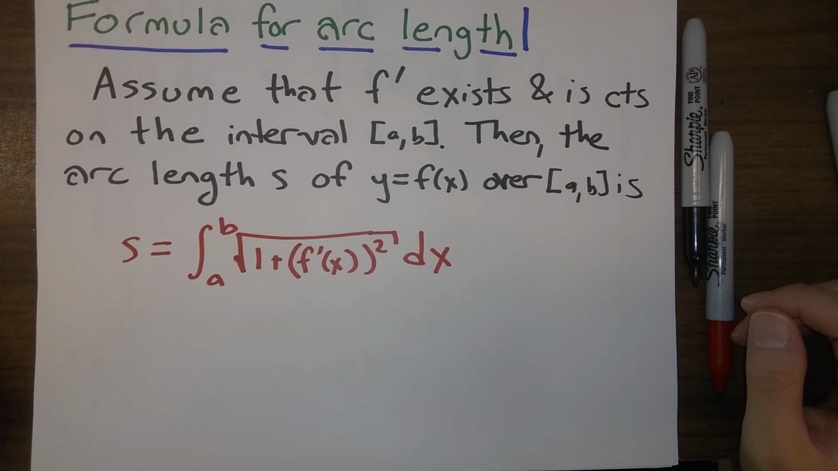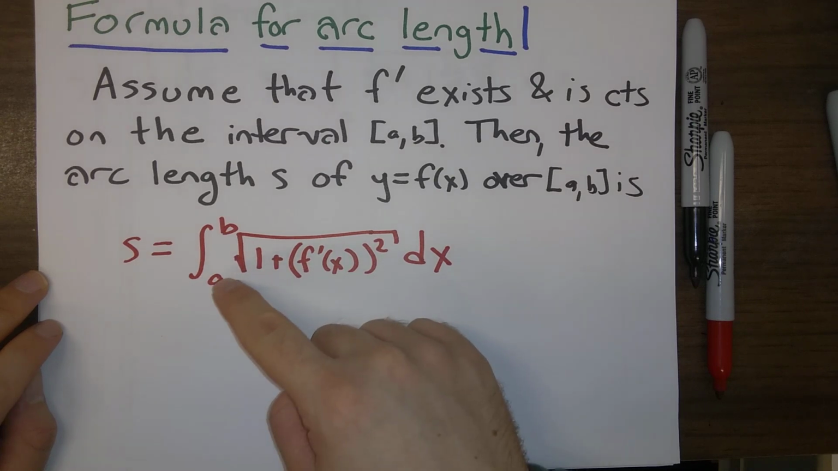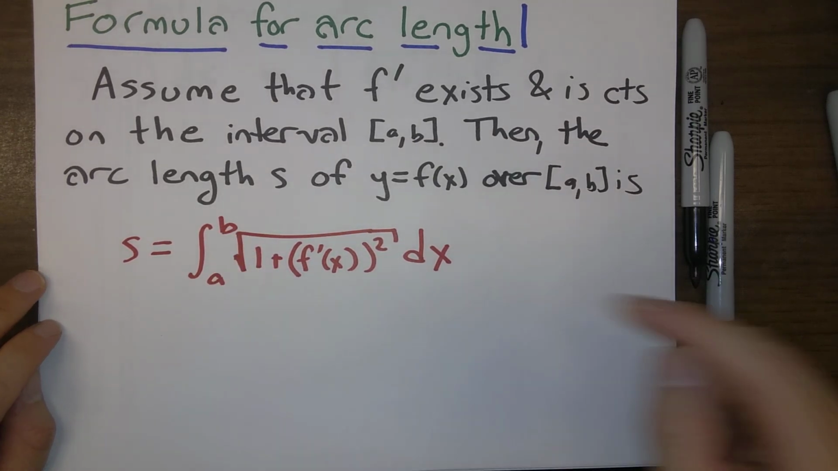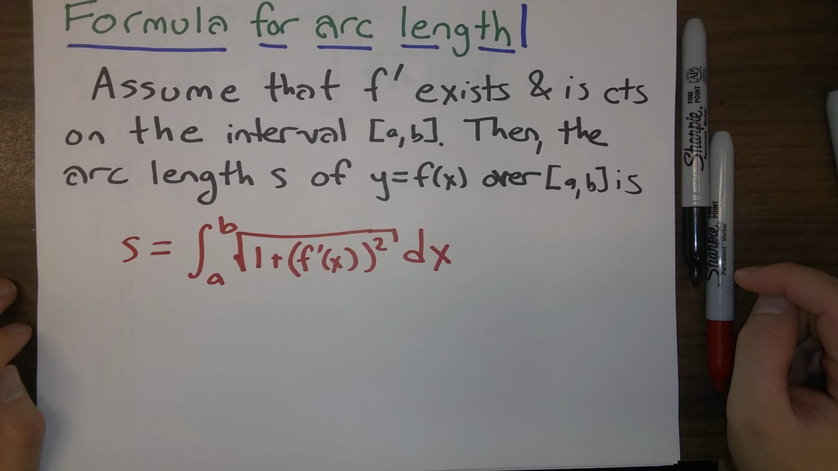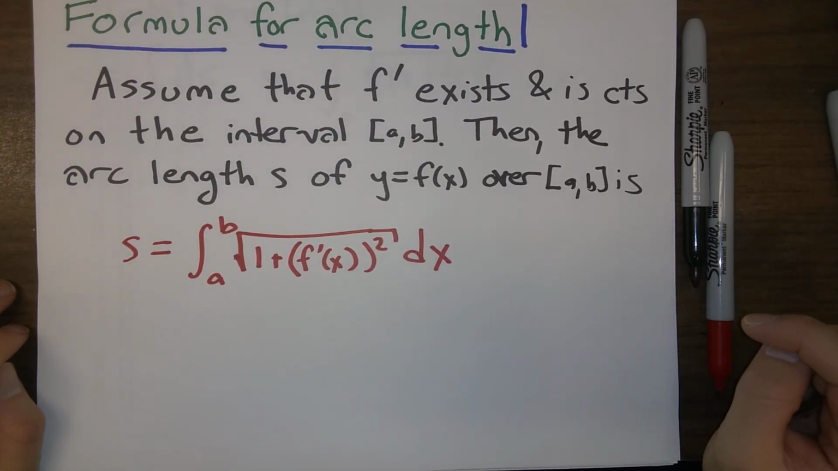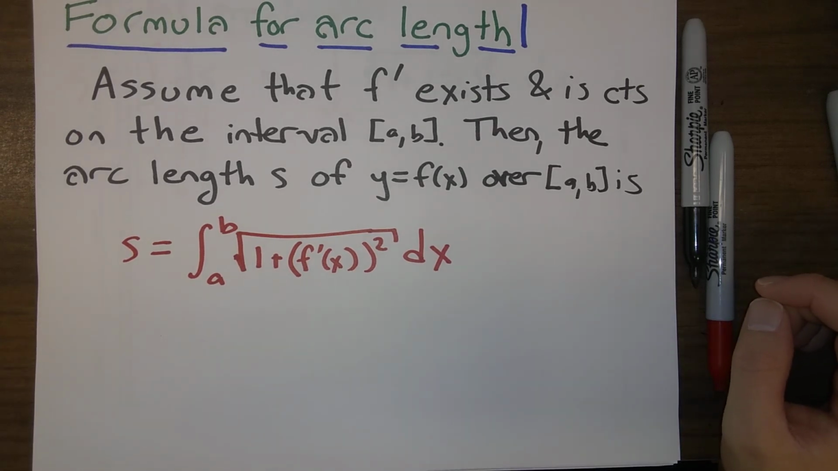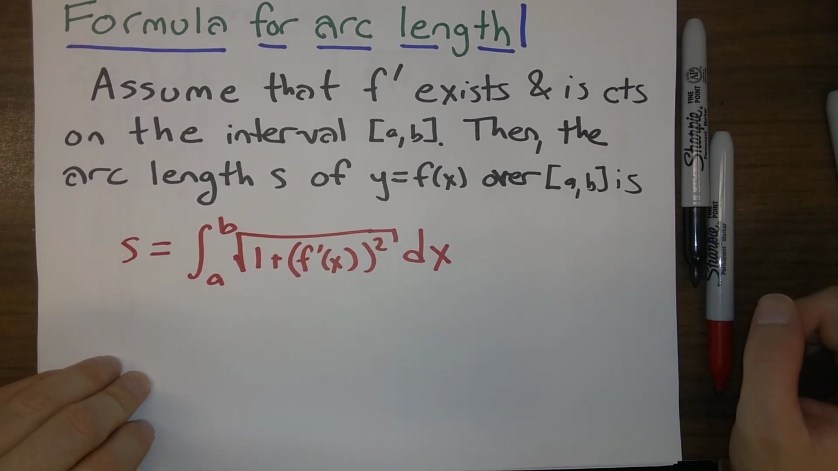And so all of this is going to give us our big formula for arc length. Assume that f prime exists and is continuous on the interval from a to b. The arc length s of y equals f of x over the interval from a to b is the integral from a to b of the square root of 1 plus f prime of x, quantity squared, dx. Here I'm writing f prime of x instead of dy dx, equivalent notations. This is our big formula. So we'll be using this quite a bit in the future.